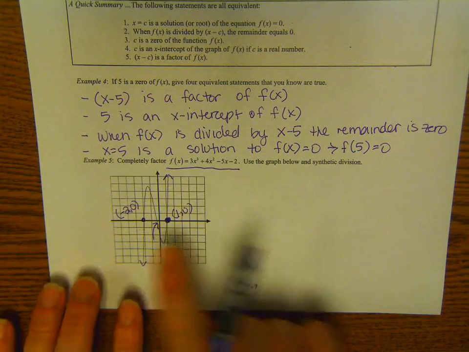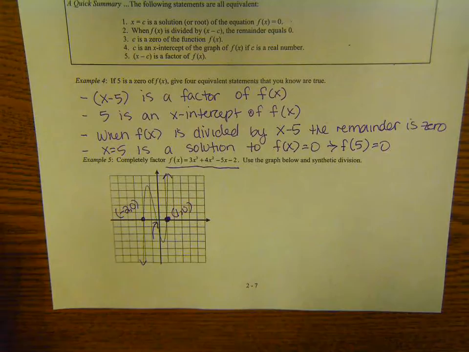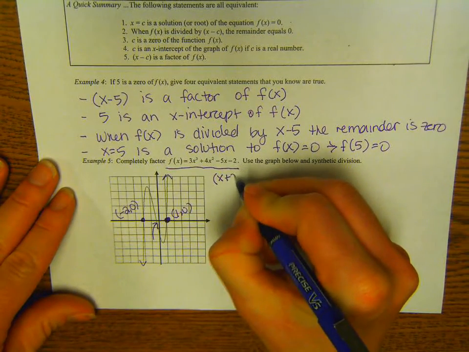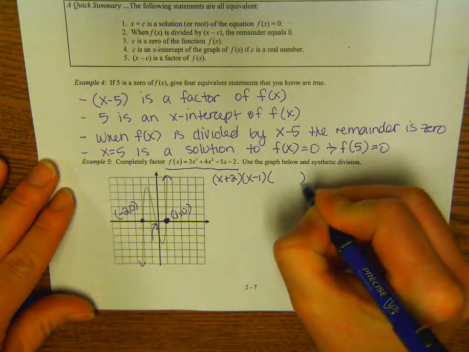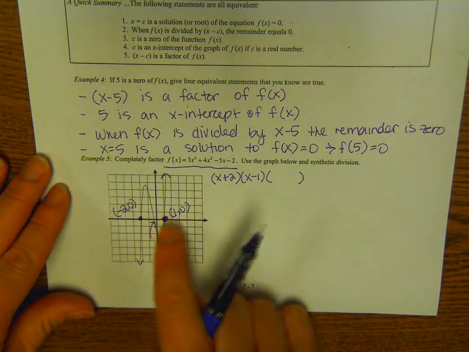So I'm going to start by saying this. I know that this factors into x plus 2, x minus 1, and something else. Agreed? Just from looking at the graph? Are we okay with that? All right. Let's figure out what that something else is.